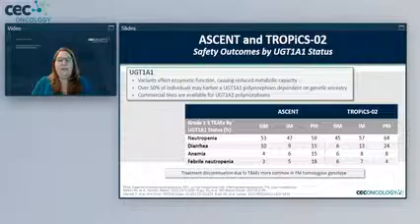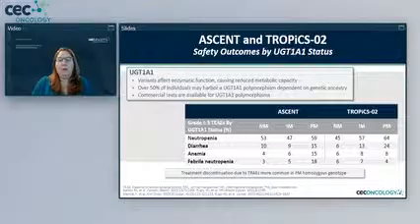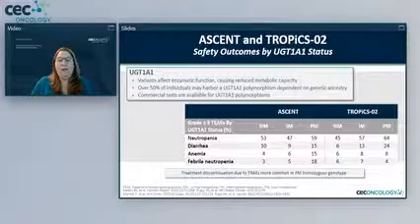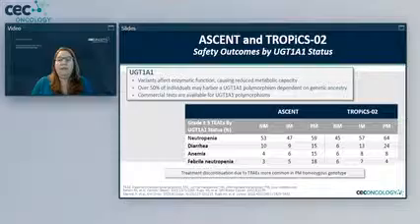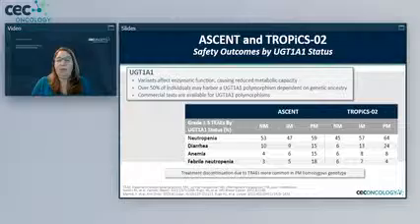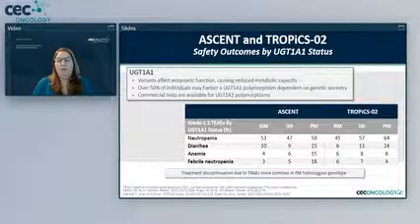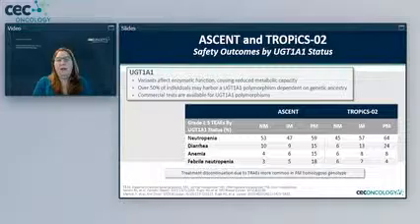What you can see in this table down here is looking at the ASCENT trial and the TROPiCS-02 trial. They found that patients that were normal metabolizers of UGT1A1, intermediate, and then poor metabolizers all had a little bit different response with their side effects. And you can see for pretty much all of them, the poor metabolizers did worse. So they had more neutropenia, more diarrhea, more anemia, and more febrile neutropenia. So again, it's really important for us to understand whether our patients have this polymorphism, and it will help us with their side effect management.